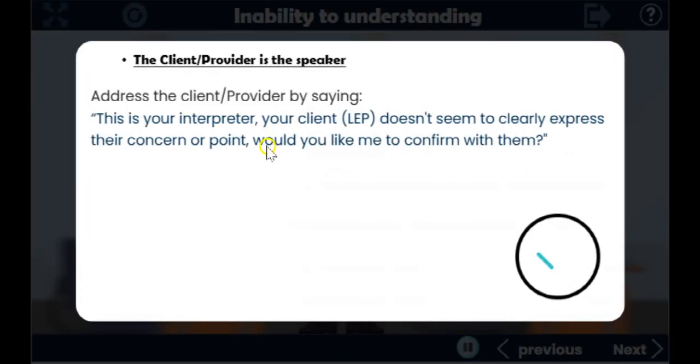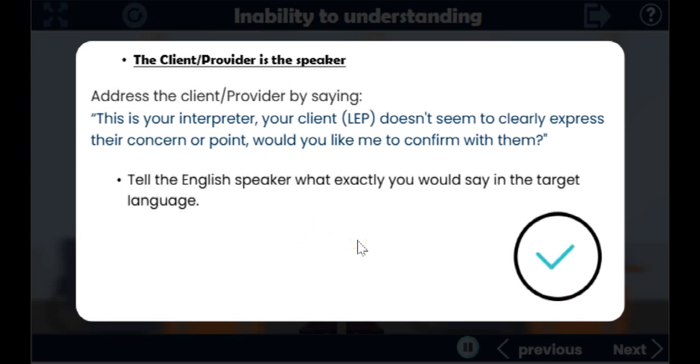If the client is the speaker, allow the client to express himself or herself 3 times. If the message still isn't going through to the LEP, address the client by saying, "This is your interpreter. Your client doesn't seem to clearly express their concern or point. Would you like me to confirm with them?" Then, tell the English speaker what exactly you would say in the target language. Lastly, start rendering.